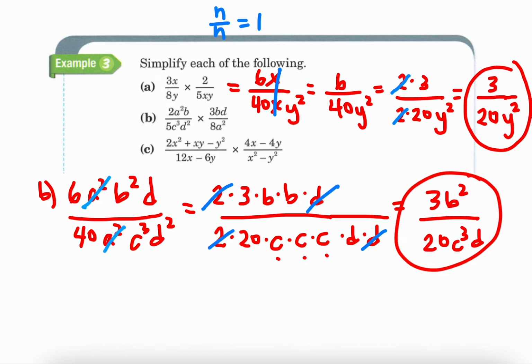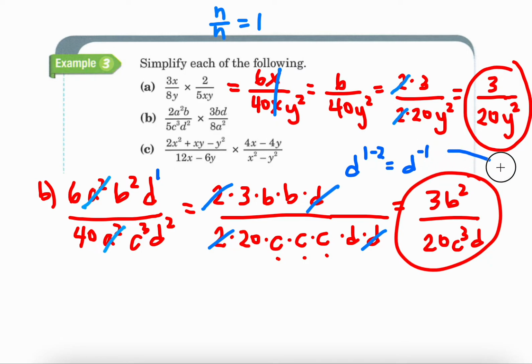Now if you don't like that, remember you know your shortcut from your exponents. So if I have d to the first power here and d to the second power on the bottom, I know I can subtract. So with my d's, I would have d to the first power minus the second power, which would be d to the negative first power.